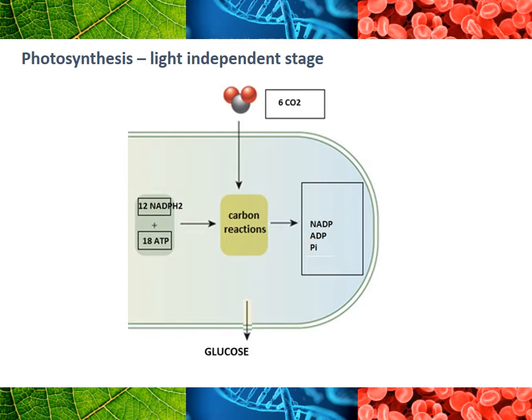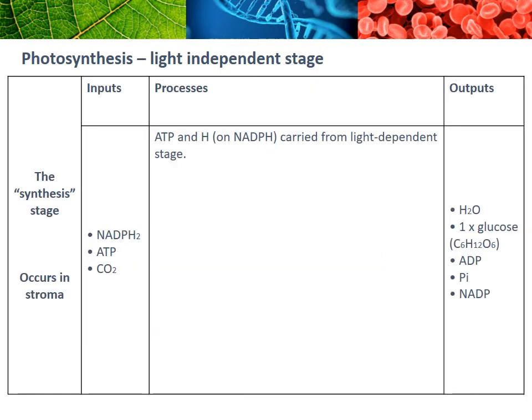So we had our light dependent stage over here. Now we're moving into our light independent stage. And we can see here those ATP and NADPH that were produced in the first stage carry over here. This is our synthesis stage, the building stage. It occurs in the stroma, in that liquid. Our inputs: NADPH and ATP from the light dependent stage, and also carbon dioxide.